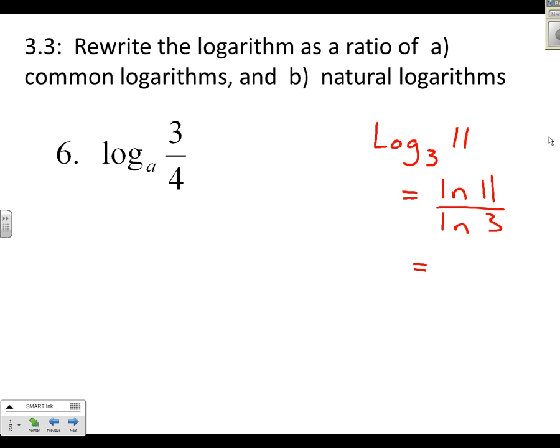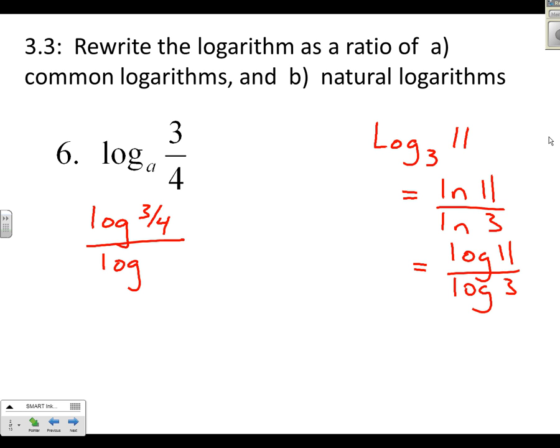And it's maybe somewhat surprising. That would be the same as if I used log base 10 of 11 over log base 10 of 3, or actually log of any base I want. Therefore, rewrite the logarithm as a ratio of common logs. Common log is base 10. We would say this is log 3/4 over log of our original base, A.